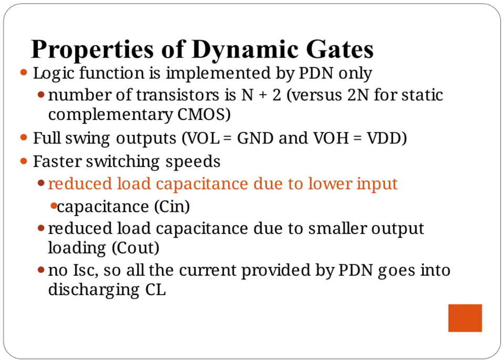Dynamic gates also benefit from faster switching speeds, making them suitable for high-performance applications. Another advantage is the reduced load capacitance. This happens due to lower input capacitance, referred to as CIN, and also because of smaller output loading, or COUT. Finally, there is no direct current path or short-circuit current. So all the current supplied by the PDN is effectively used to discharge the load capacitance, which increases power efficiency. Overall, these properties highlight why dynamic gates can be advantageous in specific design contexts.